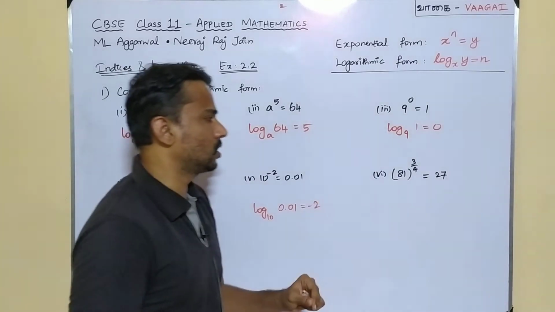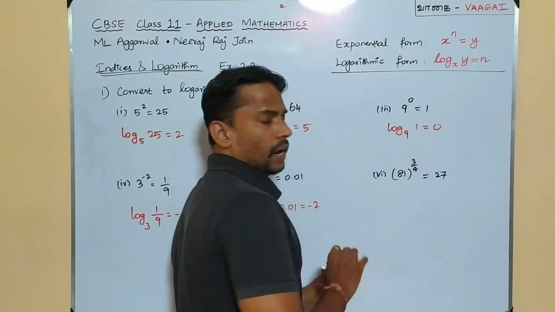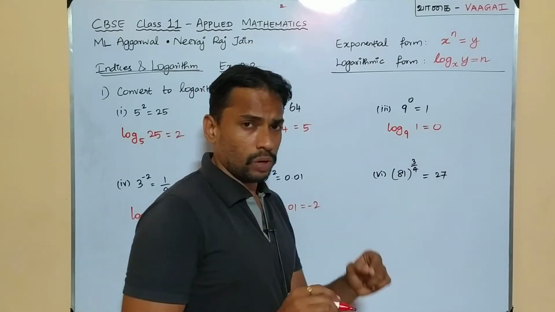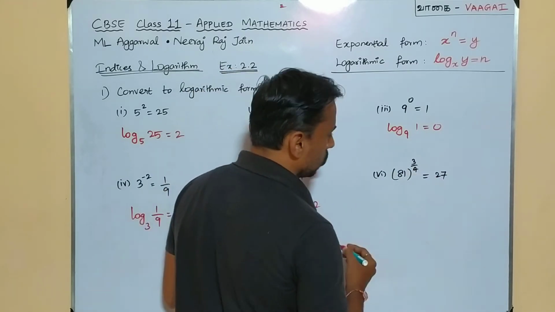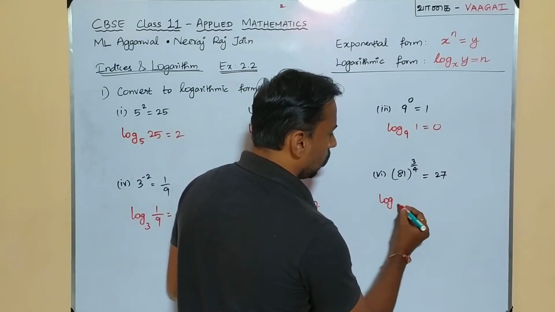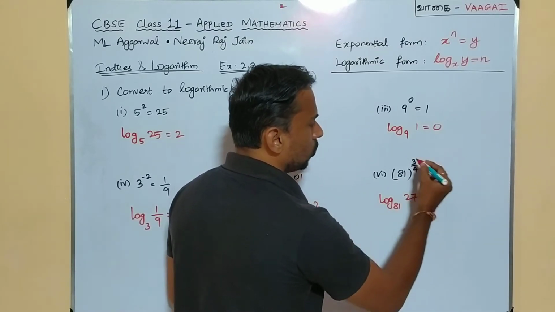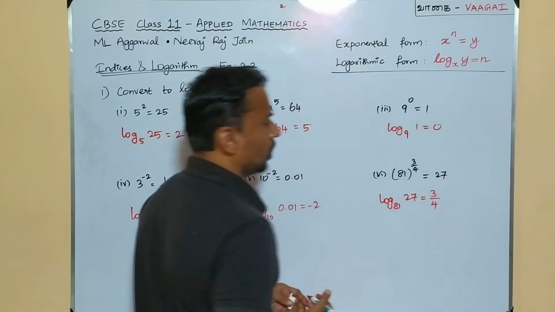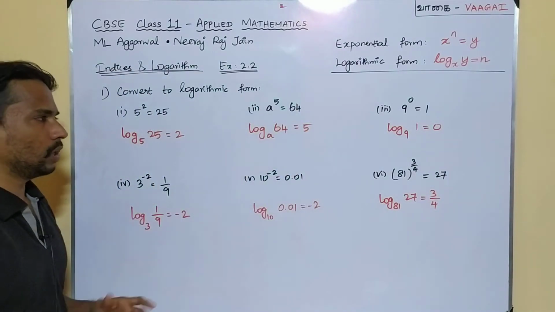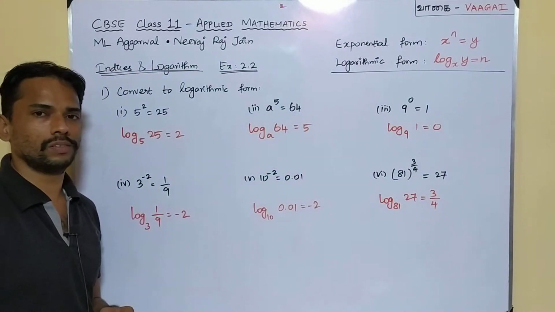Next we have 81 to the power 3 by 4 is equal to 27. Here we will have log of 27 to the base 81 is equal to the power, which is 3 by 4. That's it. These are the answers for our first question.